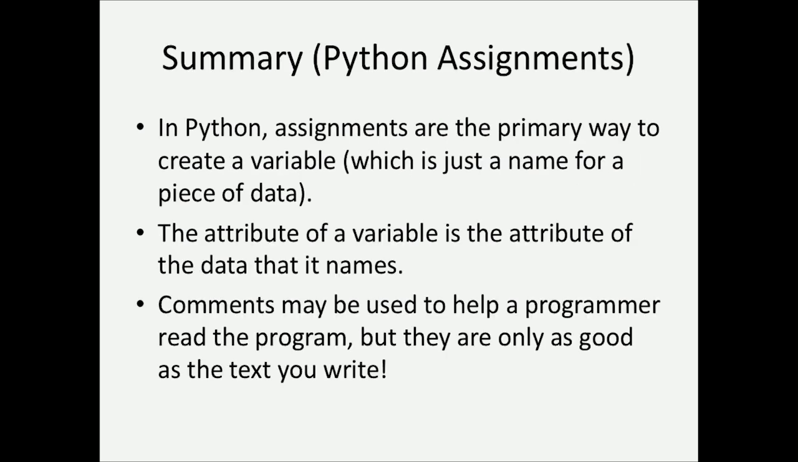Pretty obvious. In summary, remember that assignments are the most basic statement in Python. You're going to see a lot of them. And they create a variable. They actually create a variable. You don't declare variables. This is how you create them. This is how they come into existence. And variables are just names. The attribute of a variable is simply the attribute of whatever data it names, or it gets all its attributes from the actual data. It doesn't have its own inherent attributes. And then comments. You use them to make the program more readable, but they're only as good as the text you write.